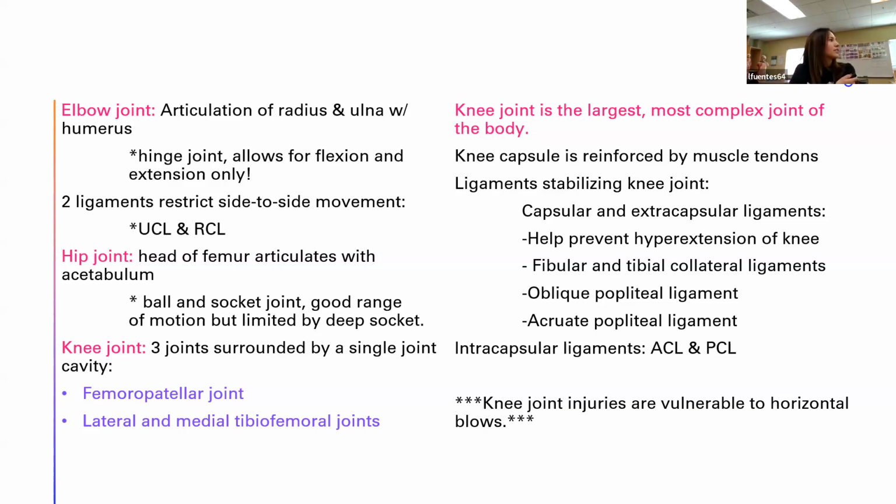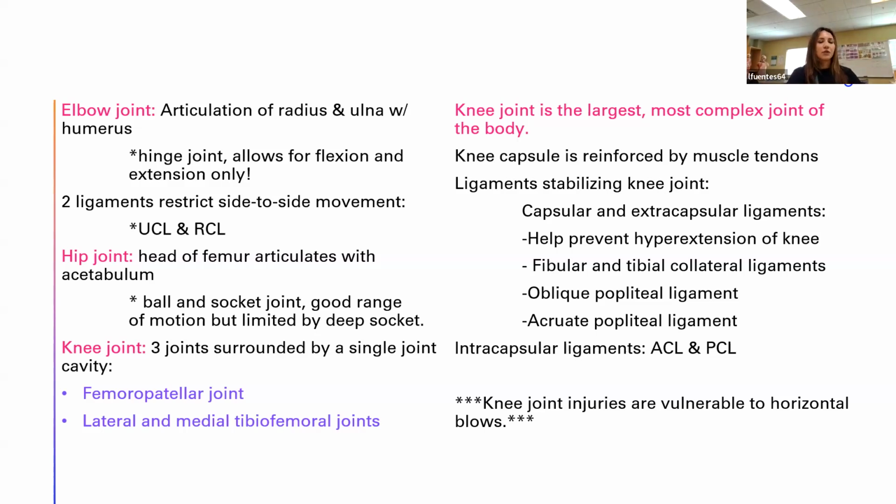And then our knee joint is 3 joints surrounded by a single joint cavity. So the femoropatellar joint, what 2 bones do we think make up that joint? The femoropatellar. The femur and the tibia. No, the patella. Patella, yeah. Okay. So that'd be your femur and your kneecap or patella. And then the lateral and medial tibiofemoral joints. What 2 bones do we think this is? The tibia and femur, yeah.